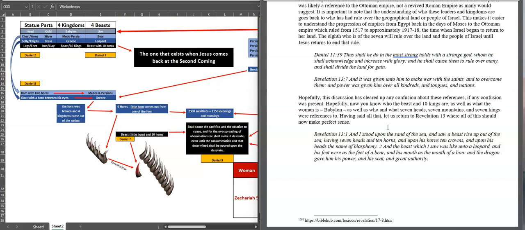Revelation 13:1. I stood upon the sand of the sea, saw a beast rise up out of the sea, having 7 heads and 10 horns, and upon his horns 7 crowns, upon his heads the name of blasphemy. The beast which I saw was like unto a leopard, his feet were as the feet of a bear, his mouth as the mouth of a lion. And the dragon gave him his power and his seat and great authority.